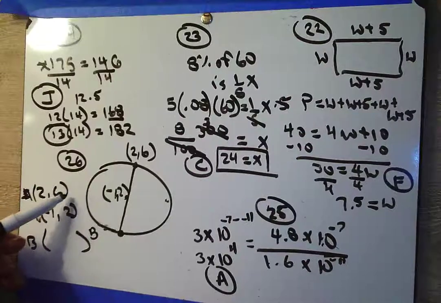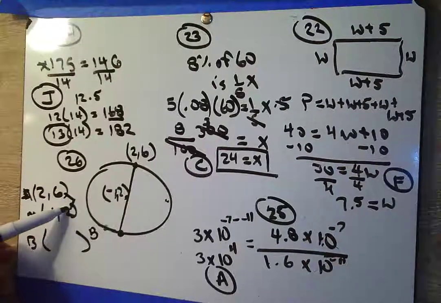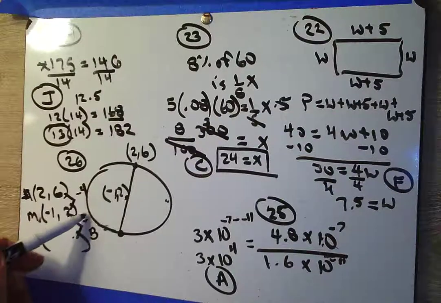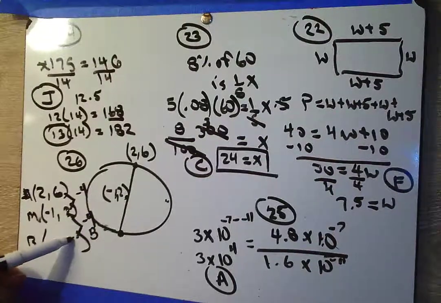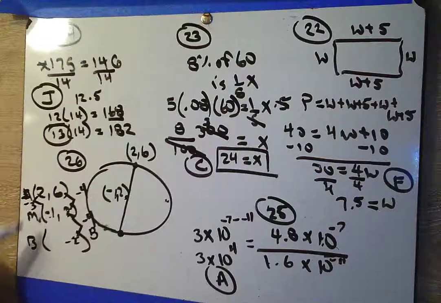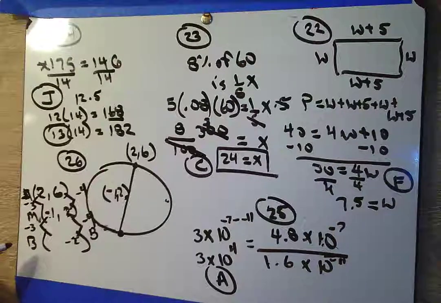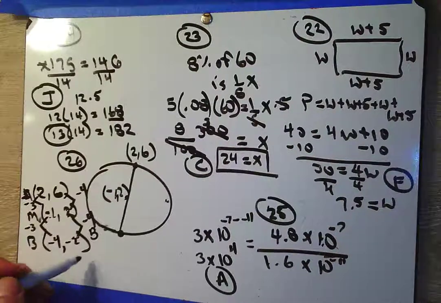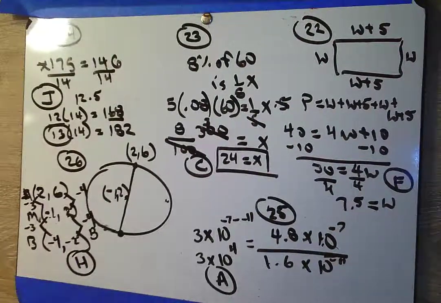Well, we've done this a couple of times. 6 minus, how do I go from 6 to 2? I go down 4. So if I want to go from the middle to the other end, I go down 4 again. 2 minus 4 is negative 2. At one end, my x value is 2. The middle x value is negative 1. I must have gone down 3 to go from one end to the middle. So to go from the middle to the other end, I'm going to go down 3 more. Negative 1 minus 3 is negative 4. So I end up with negative 4, negative 2, which is choice H for number 26.